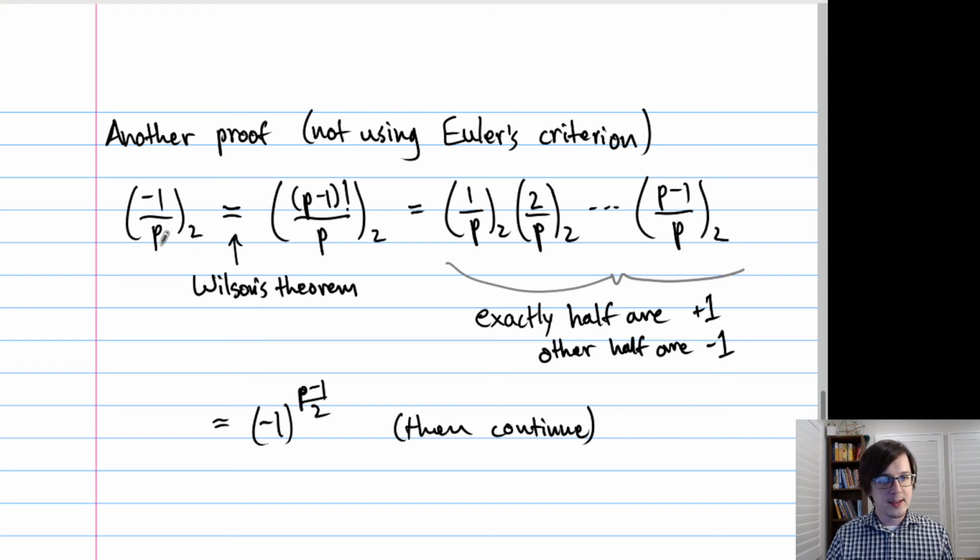So is minus 1 a square mod p? Well, Wilson's theorem was that minus 1 is congruent to (p minus 1) factorial. So that's a product, and we can write it as a product of Legendre symbols. As we've discussed before, exactly half of the numbers 1 through p minus 1 have a square root, and the other half do not. So half evaluate to 1, the other half evaluate to minus 1. So (p minus 1) over 2 is the number of them that evaluate to minus 1, and so we get this expression again. And then we continue with our analysis like before.